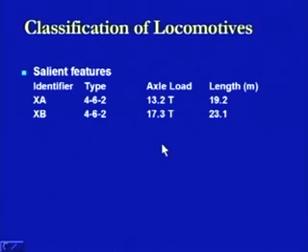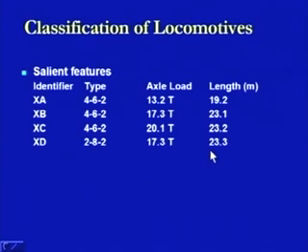Similarly, we have another for XB, that is, now we are talking about the standard load condition of the passengers, where what we see is that the axle load is increasing and similarly the length is also increasing, though the type remains the same. When we go to the heavy load condition for the same broad gauge category, then still the type is the same, but the axle load is increasing and the length of the locomotive is still further increasing to 23.2 meters.